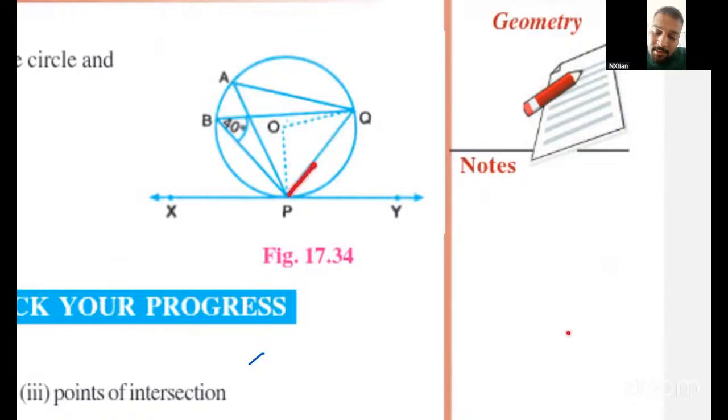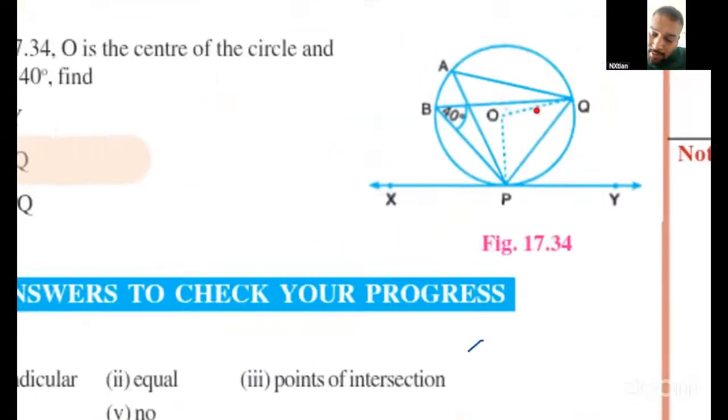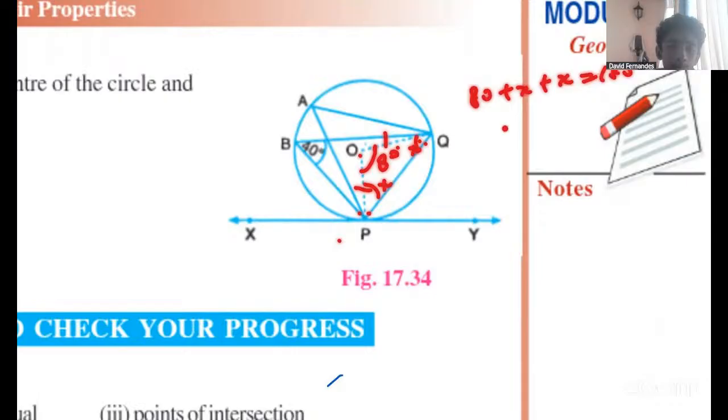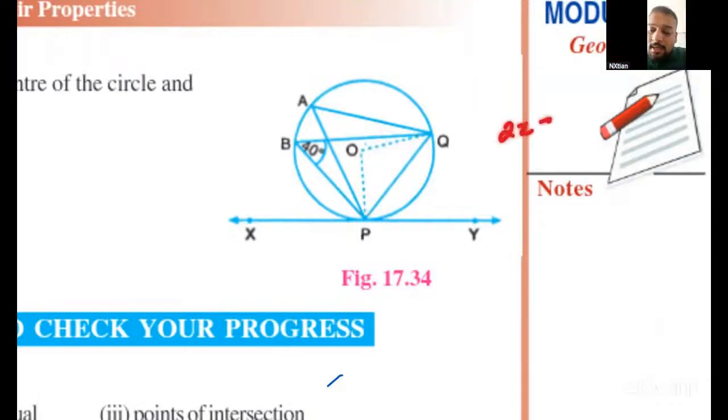Same chord makes the angle on circumference, same chord makes the angle on center. Then if it is 40, then it will become double of it, which becomes 80. Okay. So OPY we have to find. Now if this is 80, and we know that these two angles are equal because the sides are radii, so it will be x, then this will also become x. So 80 plus 2x is equal to 180. So 2x is equal to 100, x is equal to 50. So this will become 50.